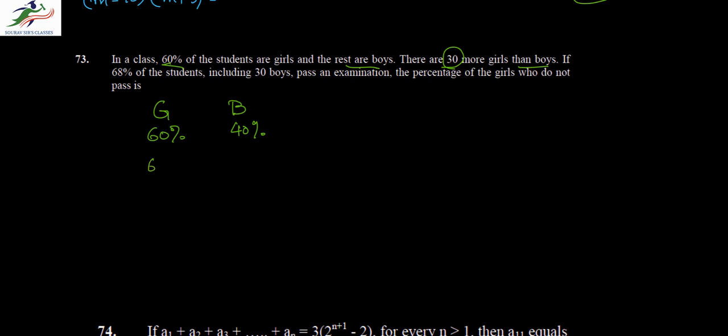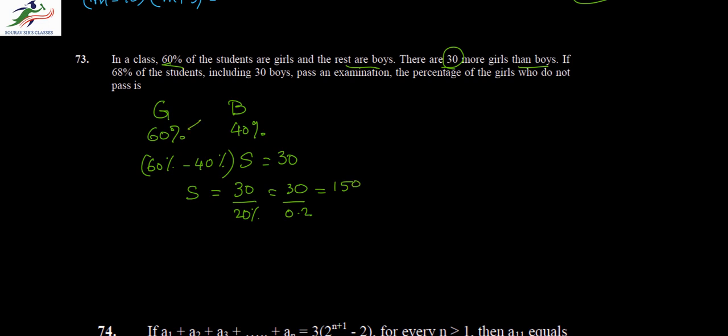So 60% minus 40% of the total number of students, which is S, is equal to 30. Therefore the total number of students, which is S, is equal to 30 by 20%, or 30 by 0.2, which is equal to 150. Now out of this 150, we know 60% are girls, therefore girls are 90 and 40% are boys, so boys are 60.